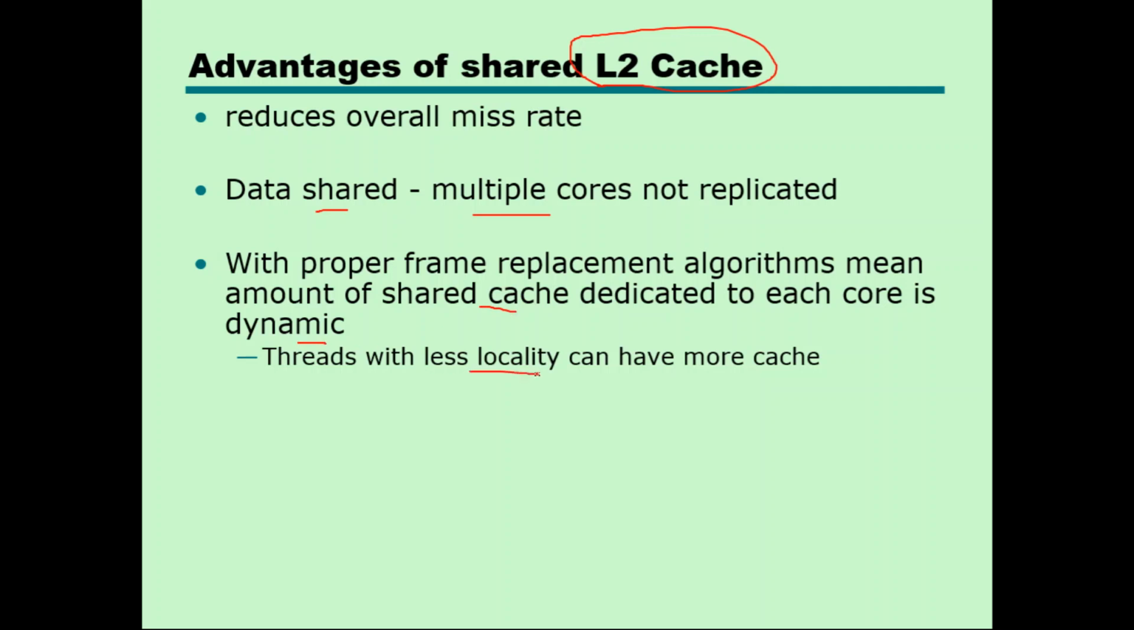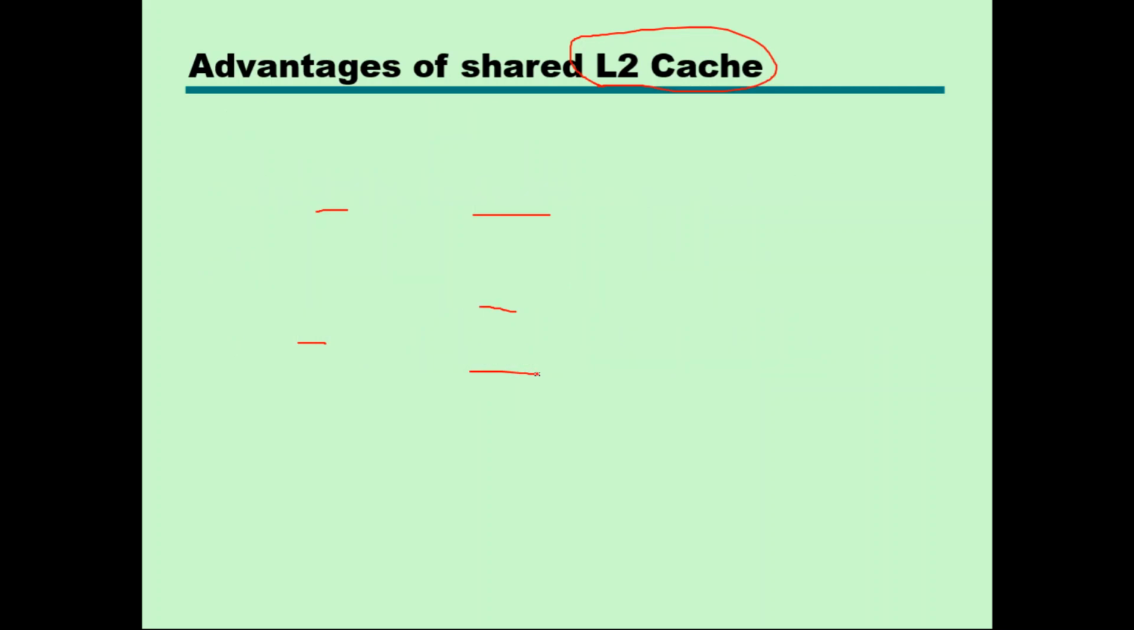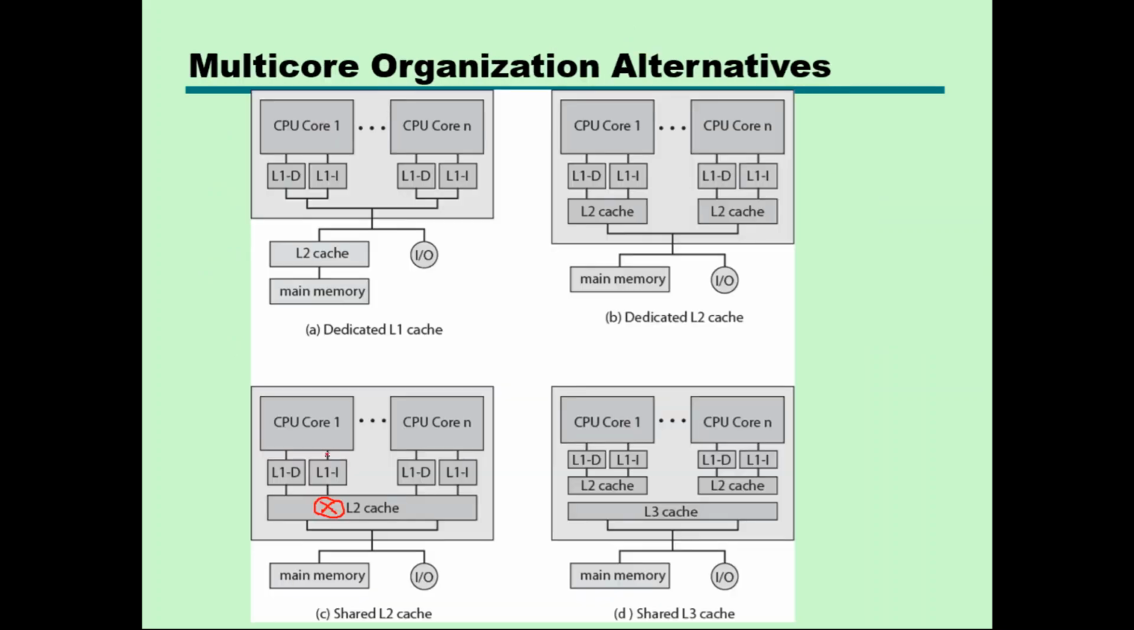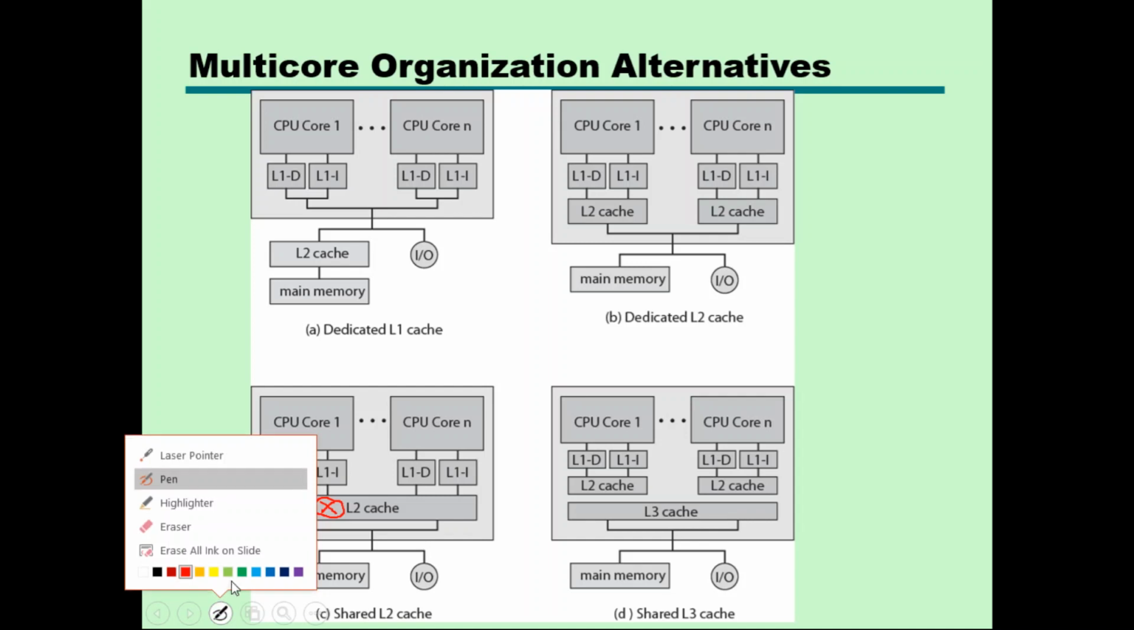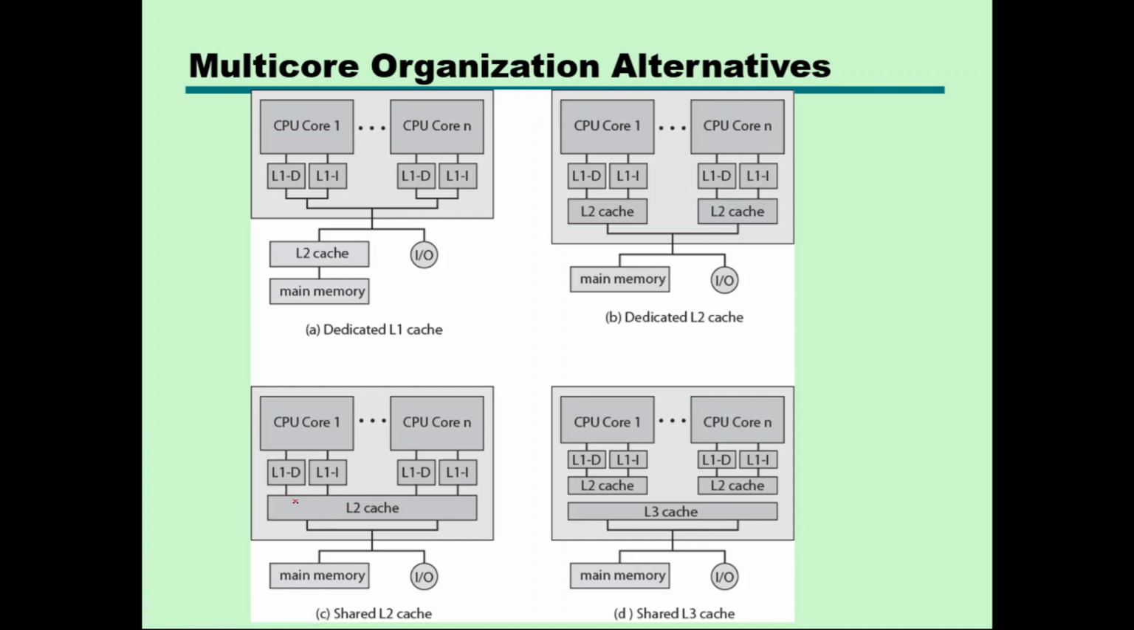Threads with less locality can have more cache. Even though there is a shared L1 cache, this L1 cache will again be divided: core 1 should get this much, core 2 should get this much. But there is no standard definition of division for that. This category of dividing happens dynamically. So whichever core has less locality gets more.